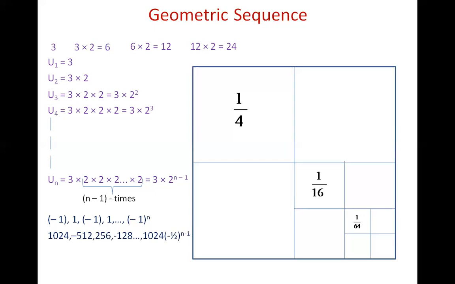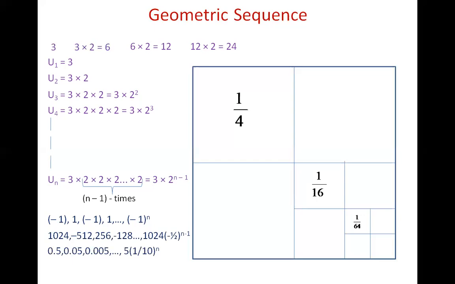Another sequence: 1024 is there. If it is multiplied with minus half, you will get minus 512. If the second term is again multiplied with minus 1 by 2, you will get 256. If the third term is multiplied with minus 1 by 2, you will get minus 128. So the first term is 1024, and in the general rule, the nth term, the first term 1024 is multiplied with minus 1 by 2, n minus 1 times. That is 1024 times minus 1 by 2 whole power n minus 1.